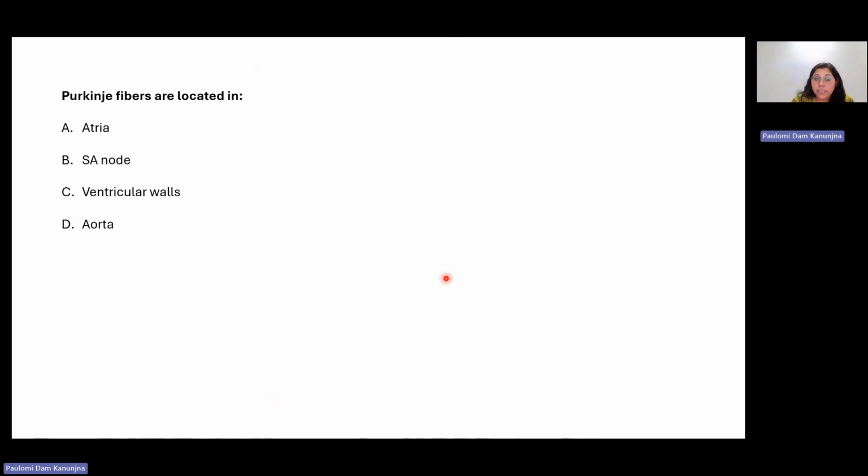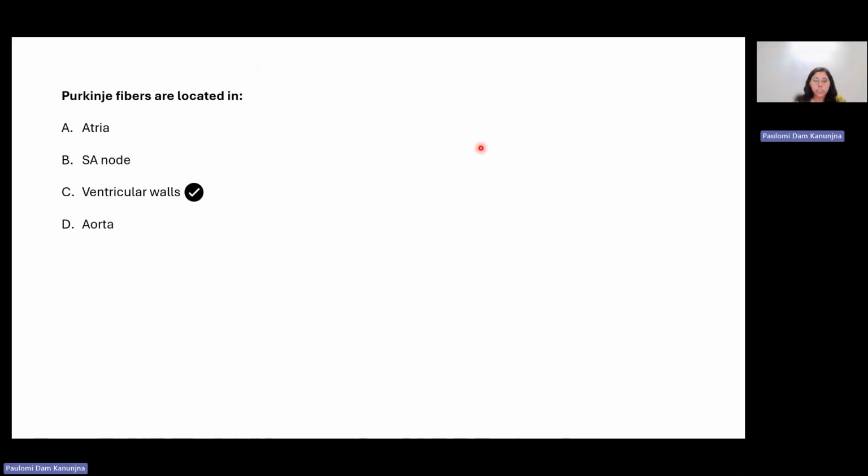Now, Purkinje fibers, where are they located? Like I said, some questions will be repetitive, in the fill in the blanks and in the match with the following. That's just to give you different practice in answering the question. So the answer here will be ventricular walls, right?